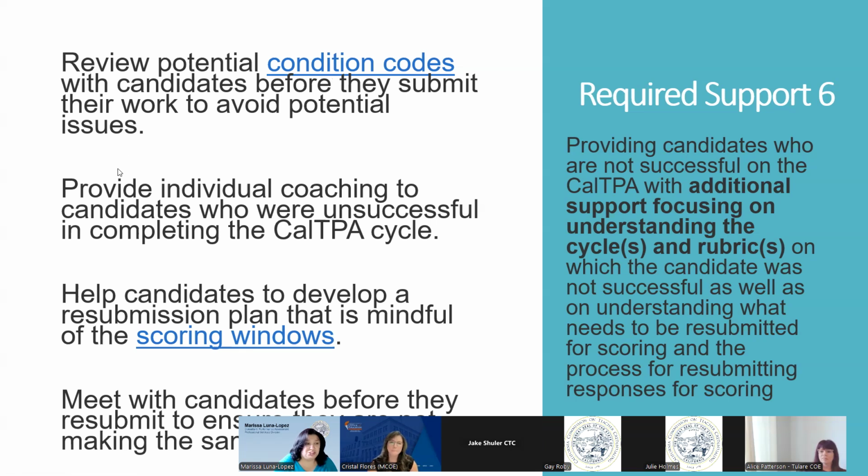Providing individual coaching to folks who are unsuccessful with CalTPA, looking at those condition codes, looking at the whole submission, and understanding that they have to resubmit the whole thing. Sometimes folks think they just need to resubmit one part, but it's the whole cycle together. So when they are unsuccessful, take a look at the whole thing and make a plan.